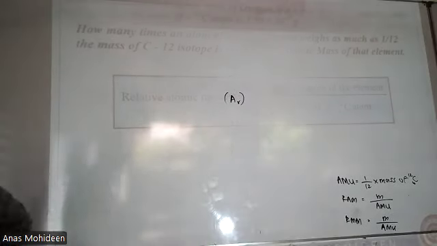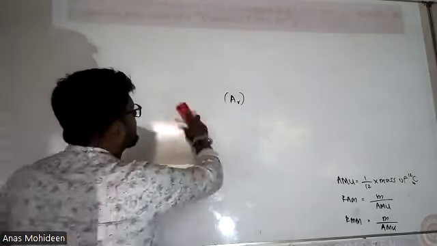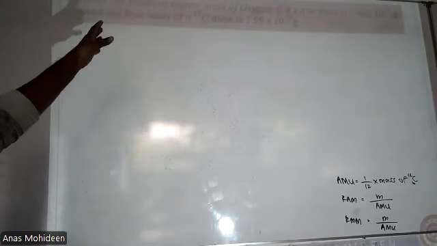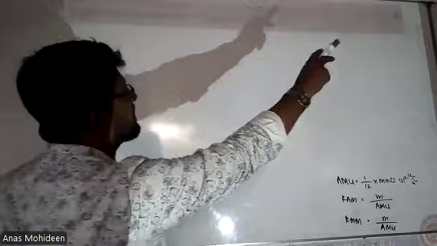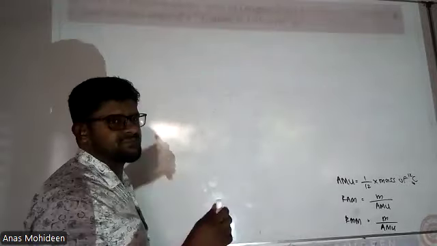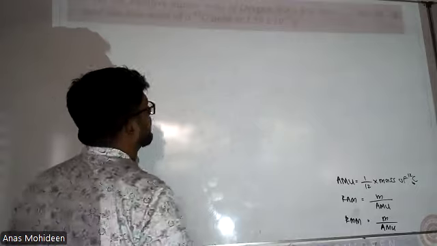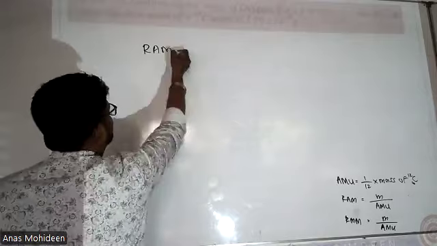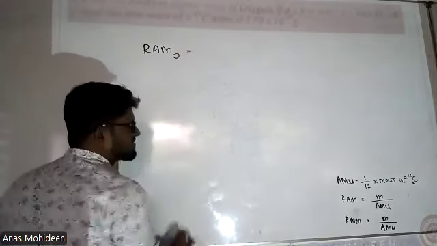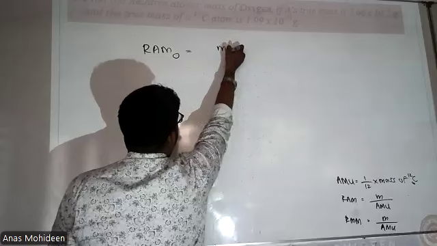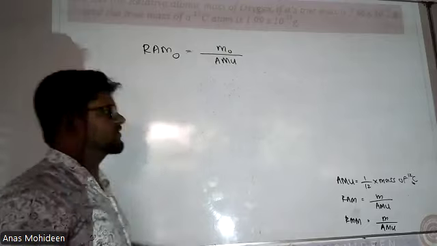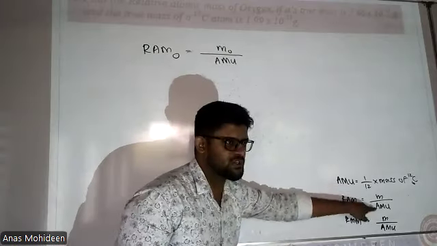Okay. Look at this question now. What does it say? Find the relative atomic mass of oxygen. Whose mass do you want to find? Oxygen. If its true mass is 2.66, take it as 2.66 because only you have that. How do you find out the relative atomic mass? Relative atomic mass of O equals mass of O divided by AMU. So relative atomic mass equals mass over AMU, right?